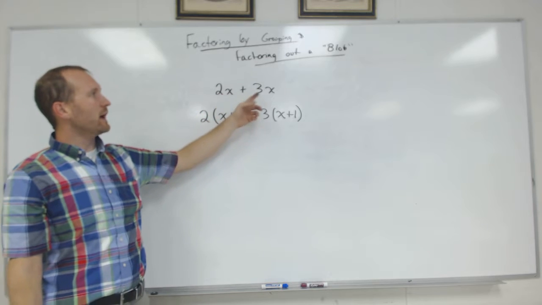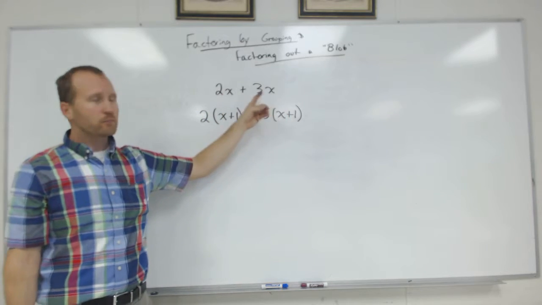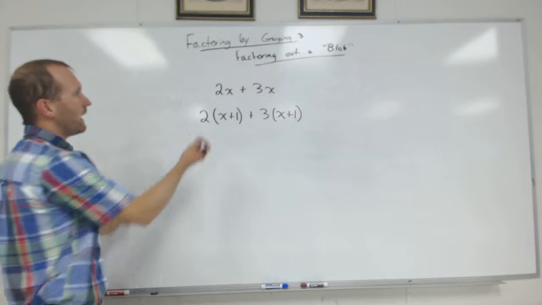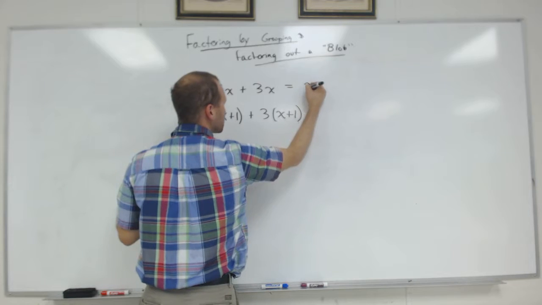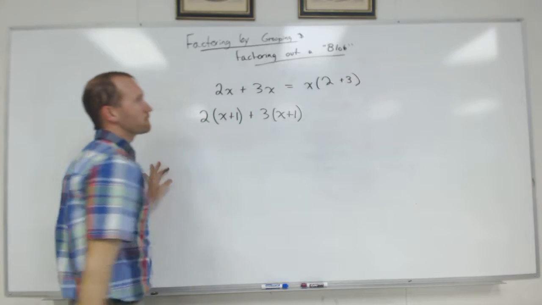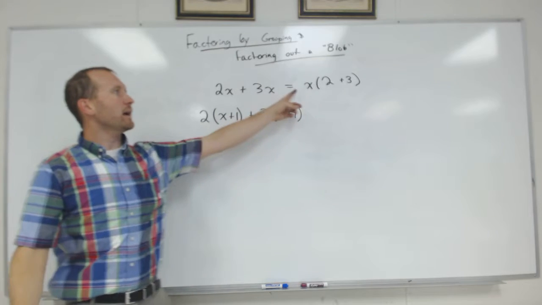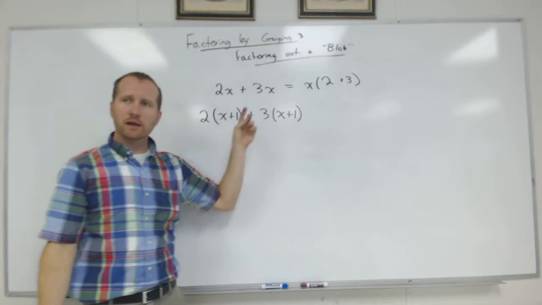But what I have to remember is I can factor it out as long as I have the same thing in both terms. So in the top one, I have an x in both terms. So this would be equal to x times 2 plus 3. Because x times 2 is 2x, and x times 3 is 3x.